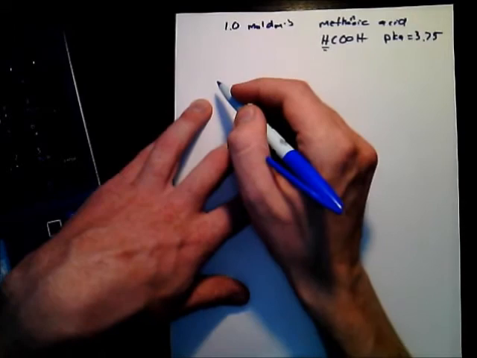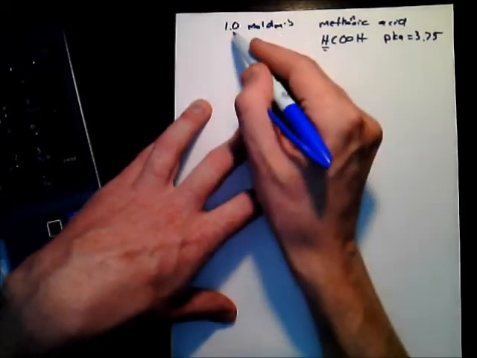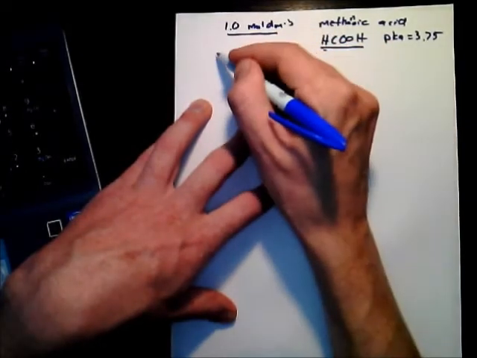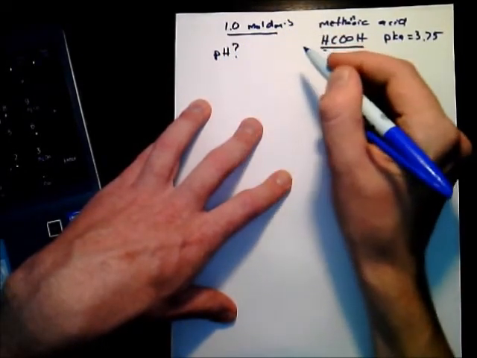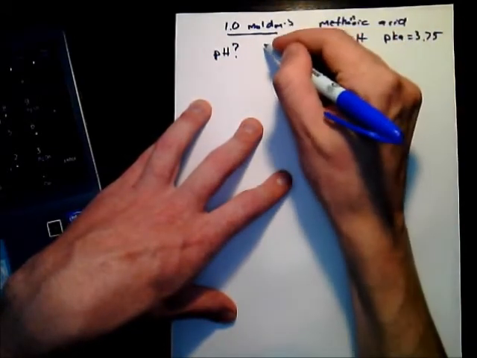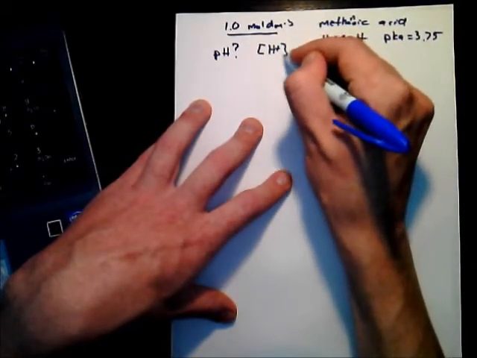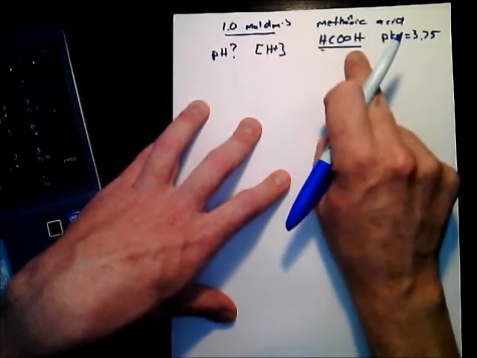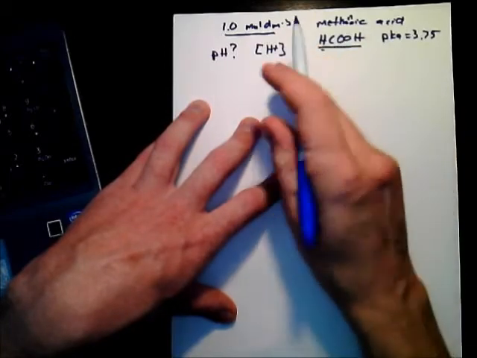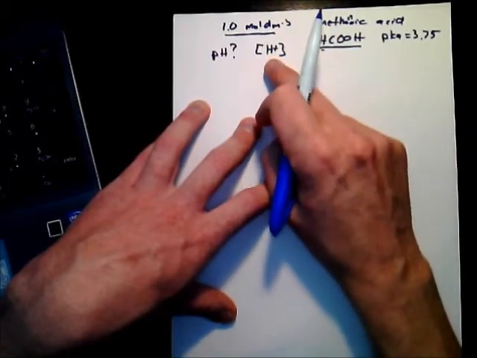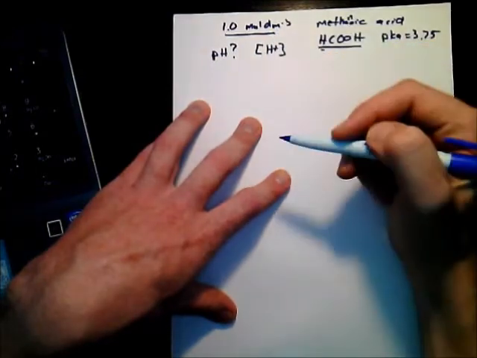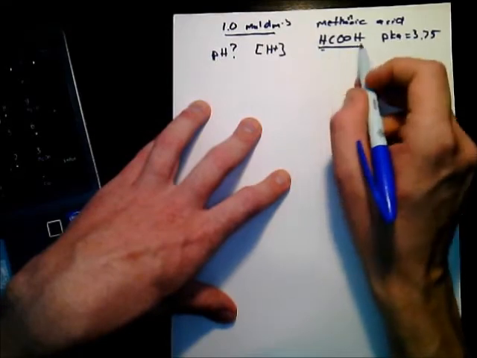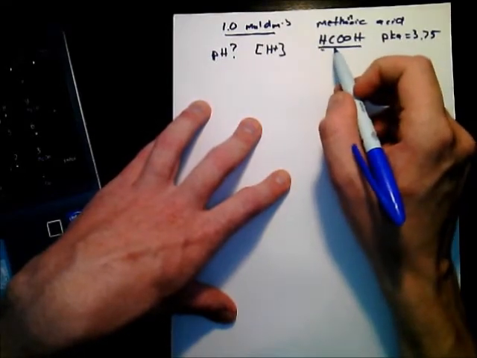It will ionize. Now, the problem is the concentration of the methanoic acid is 1 molar. That's the concentration of this stuff. But we want to know the pH. What I know is that the concentration of hydrogen ions, that's what I need to know. To know the pH, I need to know the concentration of hydrogen ions, not necessarily methanoic acid. I don't know what the concentration of hydrogen ions is for sure, but I know it's definitely not 1. In fact, it's going to be much less than 1, since methanoic acid is a weak acid, and most of it is going to remain unionized.